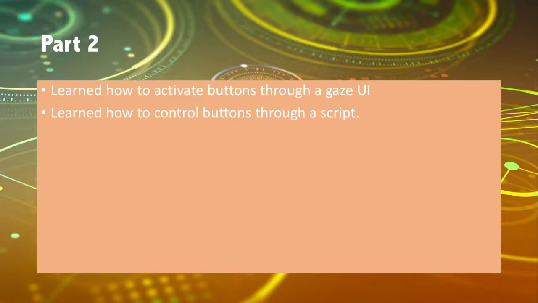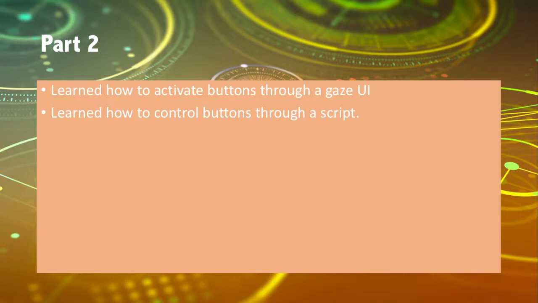And then part two wasn't quite as complex as part one, but it was basically just refining the app and making it more interactable. So I learned how to create buttons that are able to be activated through a gaze UI, which is basically just a little dot in the center of the screen, and whenever it sees a button in game that it will be able to interact with, the little dot expands and then it starts contracting. And if it gets back to its original size, it'll act as a click, so that whenever it clicks a button, the button will react and do whatever you told it to do.